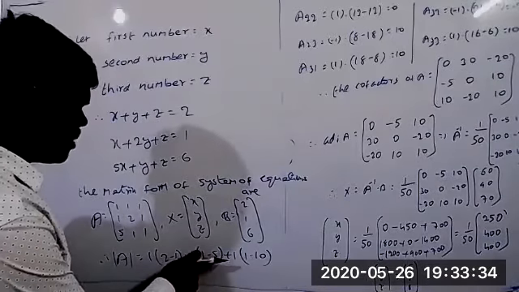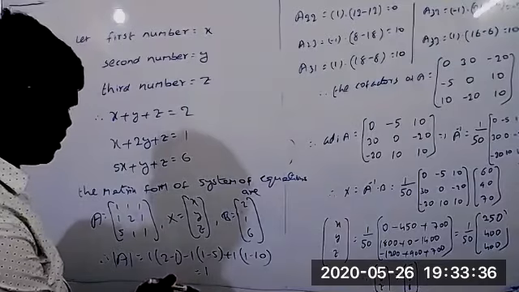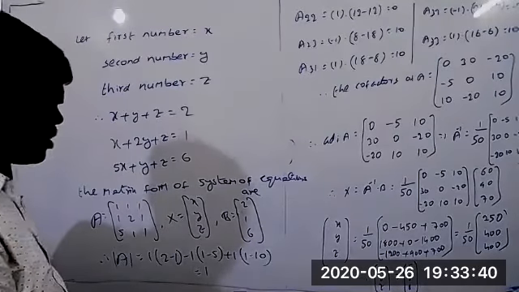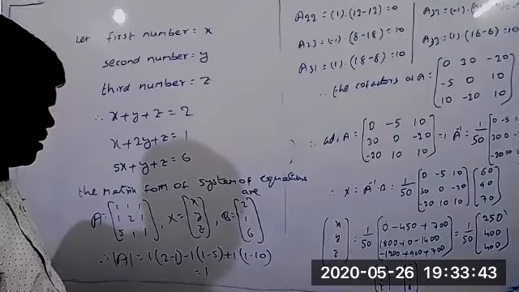Sir, I'm getting 0, sir. It is 0, sir. Yes, you will see that. I think 0 is not possible. How to get 0, ma'am?